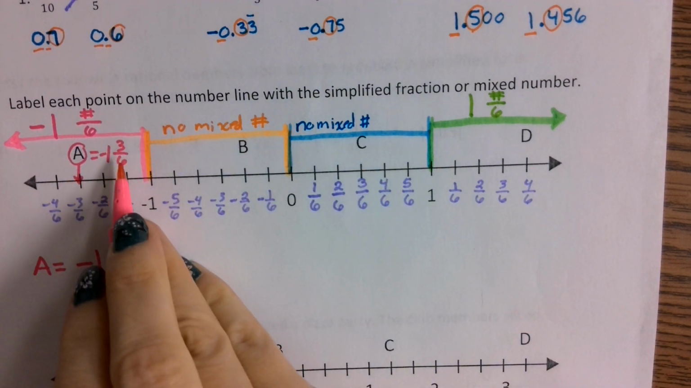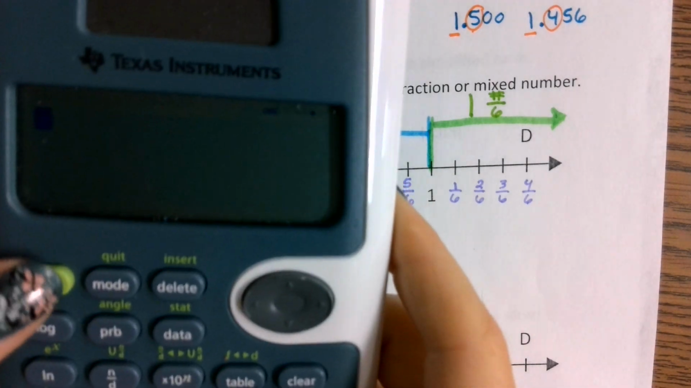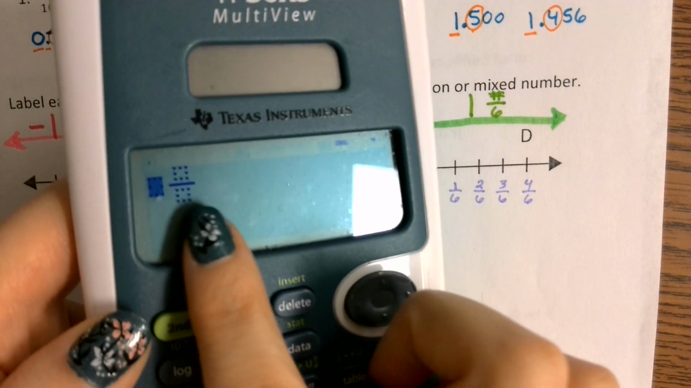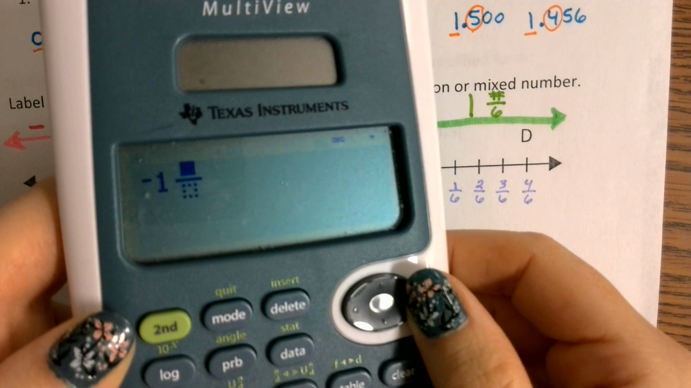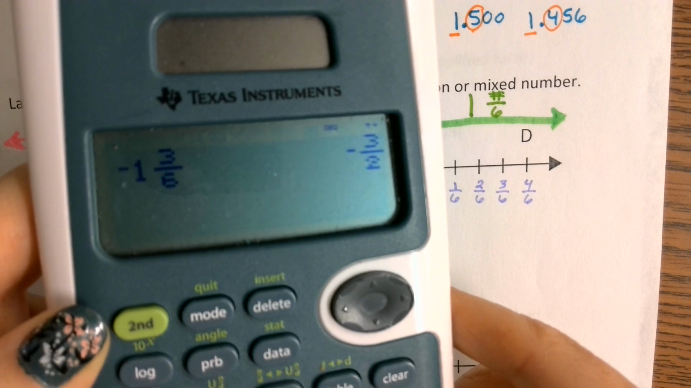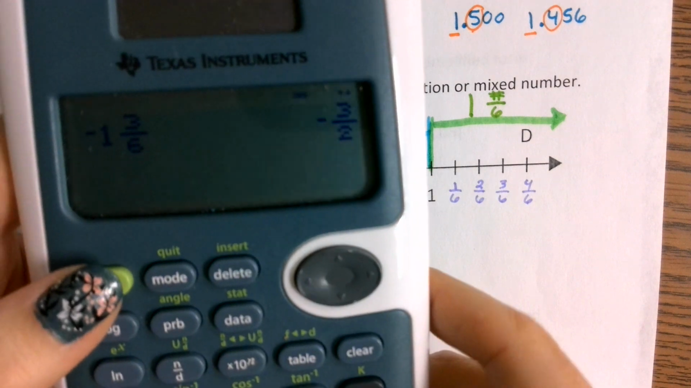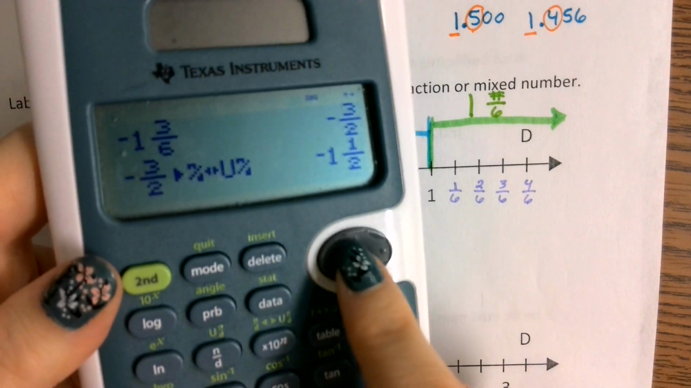So knowing that, I first need to put that in my calculator because I want to see, can I simplify it? My calculator is going to simplify everything for me. So if I do my mixed number, I can hit my second button and my fraction button. That makes a mixed number. I'm going to type negative 1. I'm going to move my fraction over, and I'm going to type 3 and then a 6 and hit enter. Now it's going to convert it into just a fraction for me. So if I hit second and then the fraction to mixed number button, it'll show me what my mixed number is.